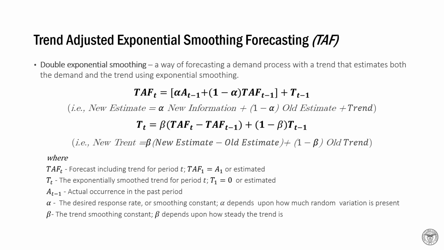Similarly, the trend T sub t is updated by weighing the change in TAF estimates and the old trend using beta, the trend smoothing constant. Here, alpha is chosen based on the level of random variation present, while beta is selected according to the steadiness of the trend. Initial values for TAF and T are estimated to kickstart the forecasting model.